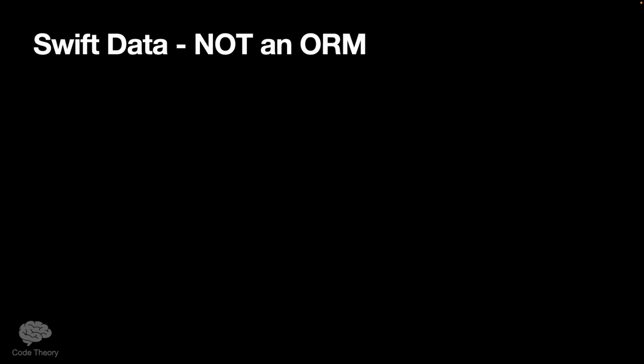Swift data is not an ORM because it does not assume you are starting from a place of having a database or even a relational database. Swift data is an abstraction on the concept of persistence, okay? By default, Swift data wraps around SQLite, a SQLite database. That's what Apple automatically gives you under the hood for Swift data.